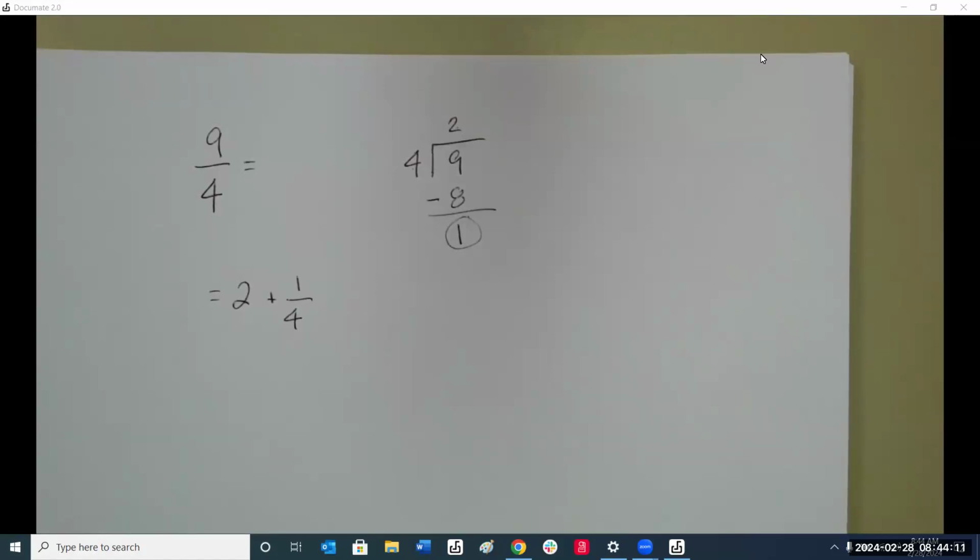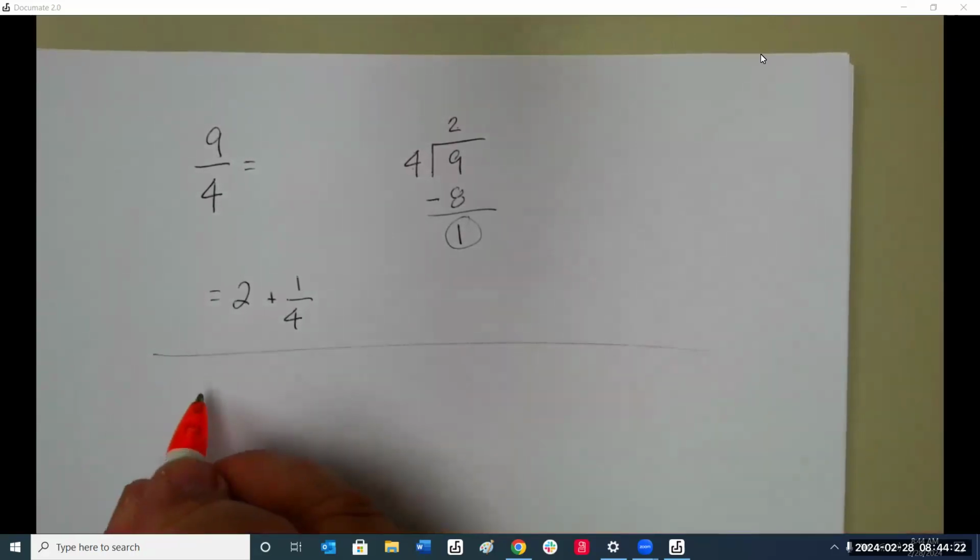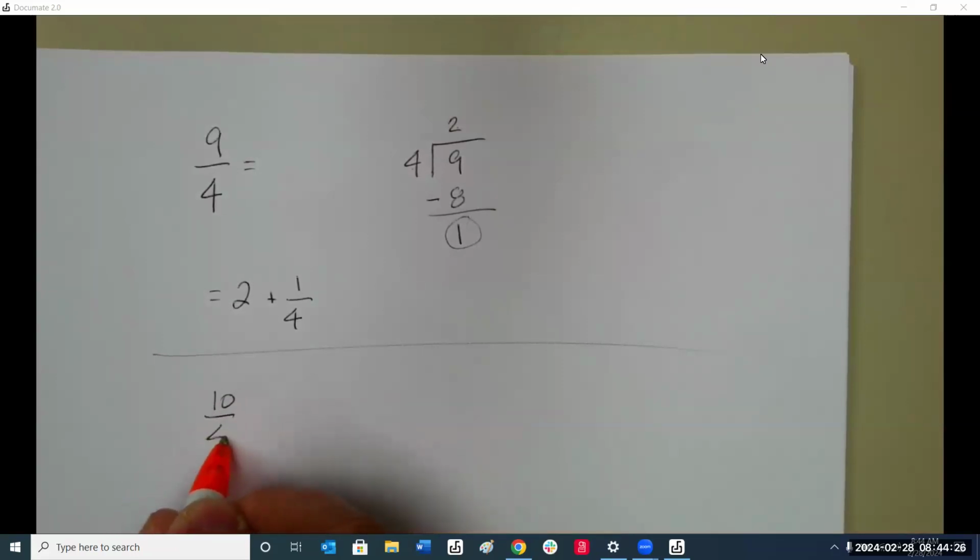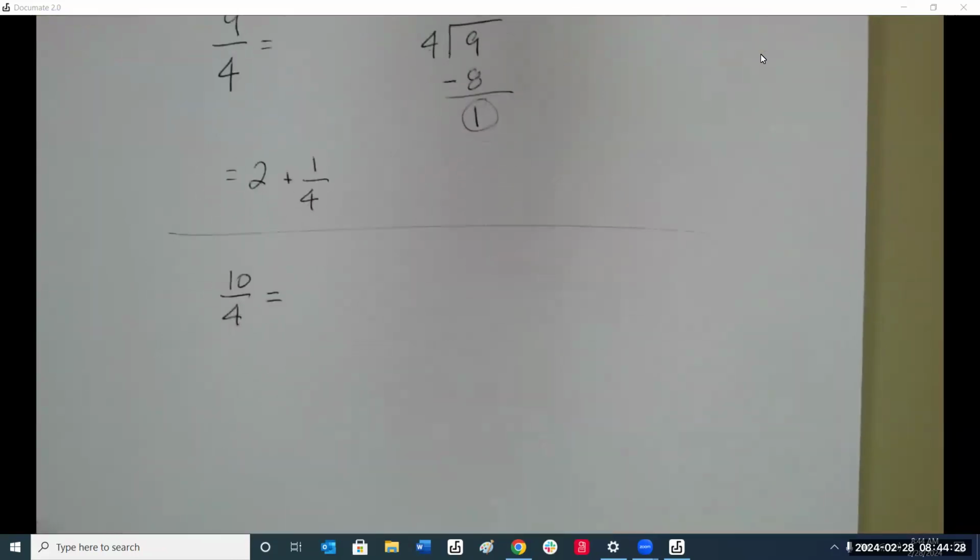Let's see any examples here. Let's give another one here. Do that one.